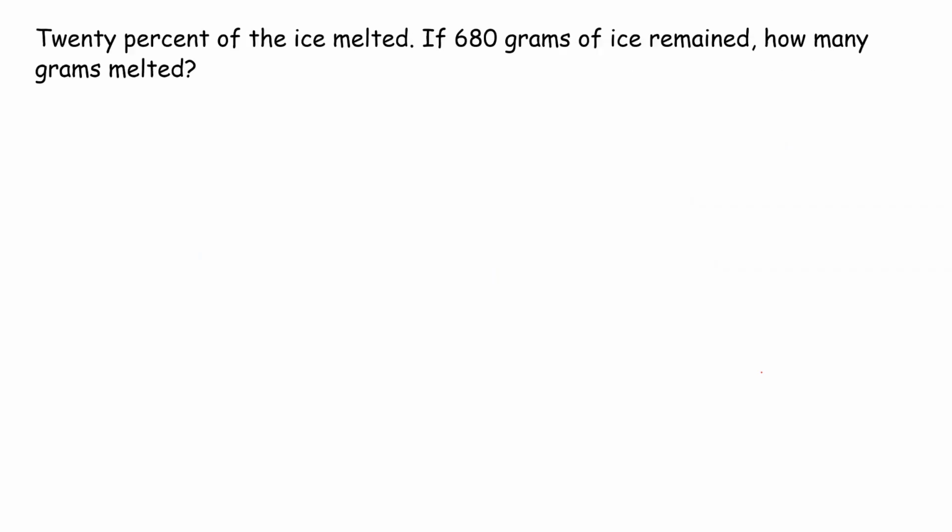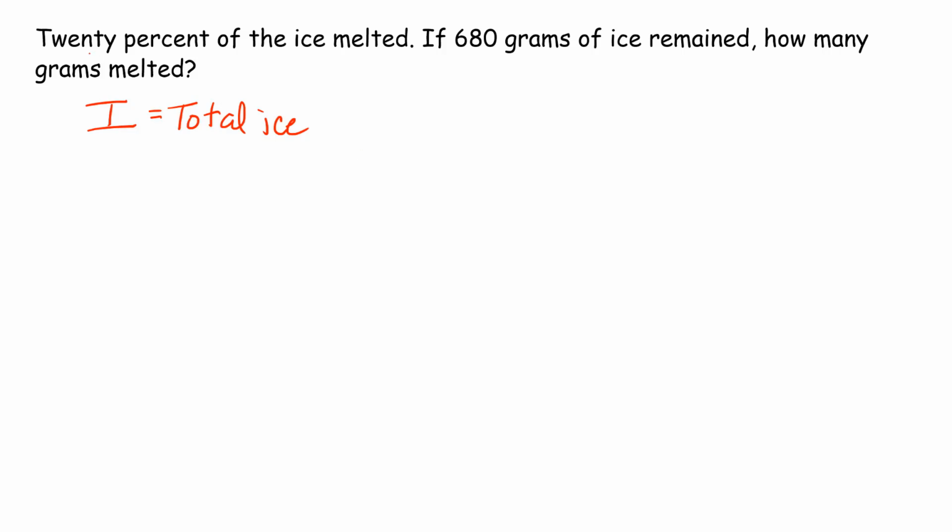20% of the ice melted. If 680 grams of ice remained, how many grams melted? All right, so we have a pile of ice. Some of it melted and some of it remained. So I'm going to start out by calling the ice, all of it, before anything happened, that amount of ice is going to be I. So that's the total ice in the problem.